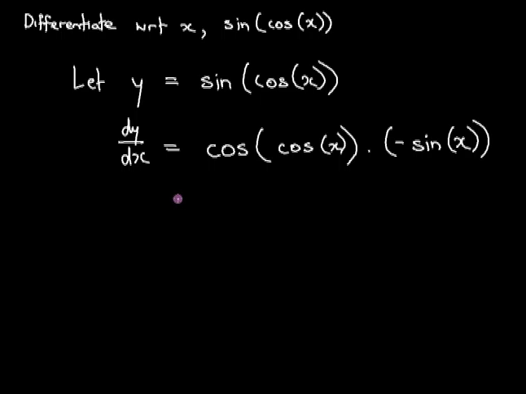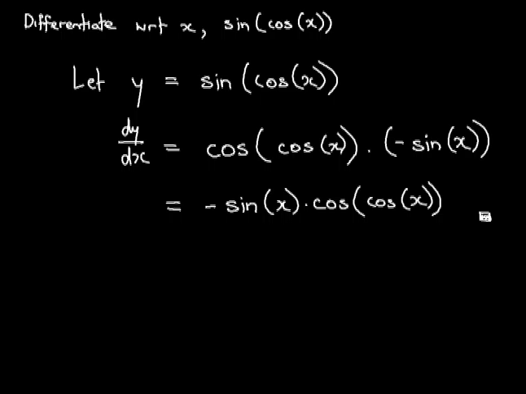Now all I have to do is make this look a little bit nicer. So I'll bring negative sine of x out the front, times cosine of cosine of x. And this is the final answer.